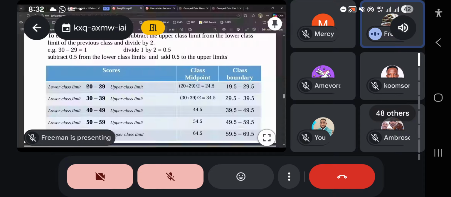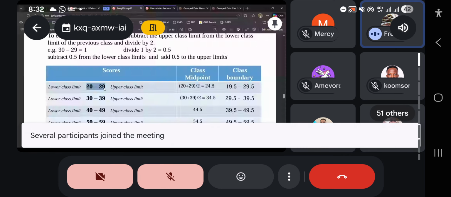Now the class boundaries. In brief, all the lower class limits subtract 0.5. How did we get 0.5? First, we realize that it's a uniform class; the class size remains the same throughout. We have 20, 21, 22, 23, 24, 25, 26, 27, 28, 29, 10 different elements in this class. So the class size is 10.